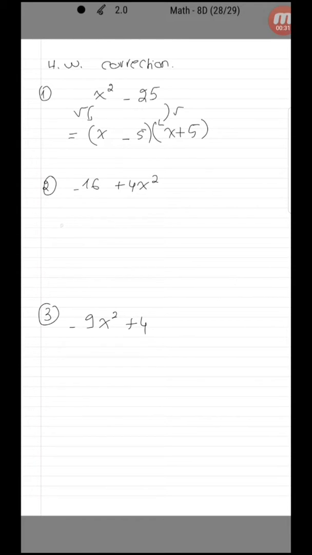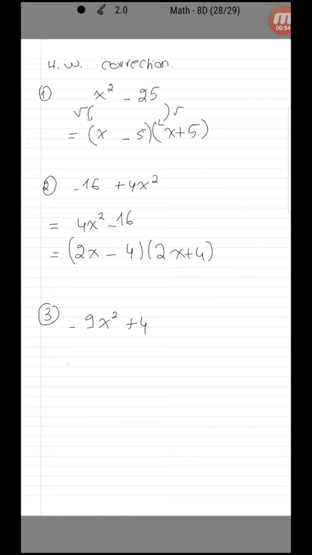Now for number 2, I have two terms, but I need to rearrange them such that the negative term would be in the middle. So 4x squared minus 16. Now I take the radical of the first term, 2x, and the radical of 16 is 4, and minus and plus.